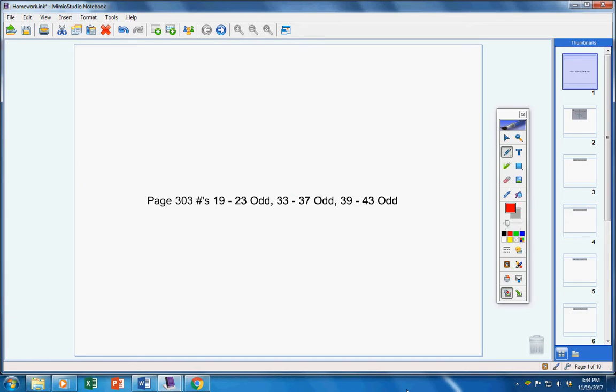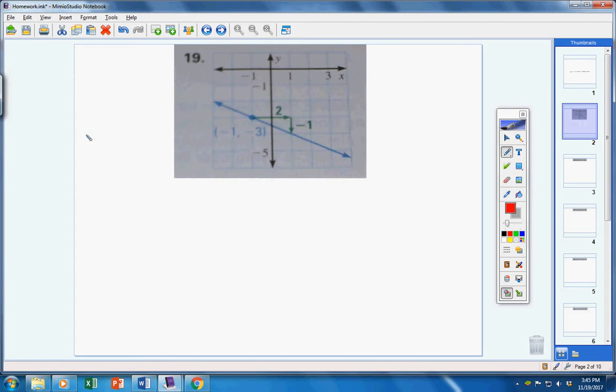Page 303. These numbers right here, let's jump right into this. For numbers 19, 21, and 23, the directions say to write the equation of a line in point slope form. So first of all, please remember the model we use is y minus y subscript 1 equals m parentheses x minus x subscript 1, okay? So there's the model that we use, all right?